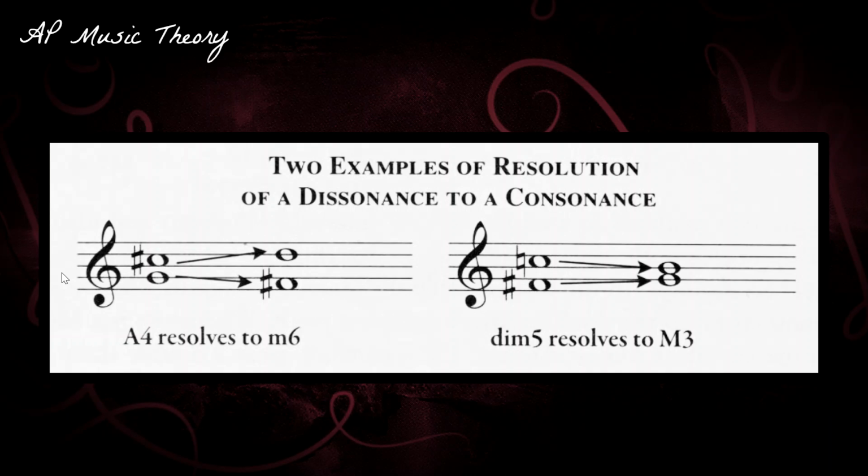The tension and energy of dissonant intervals becomes a powerful force for musical direction. The motion of the dissonant interval to the consonance that acts as its goal is called resolution. Here on the screen you can see two examples of resolution of a dissonance to a consonance. We have an augmented fourth resolved to a minor sixth, or a diminished fifth resolved to a major third.